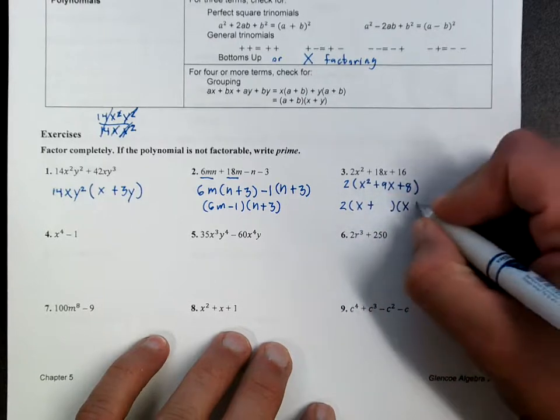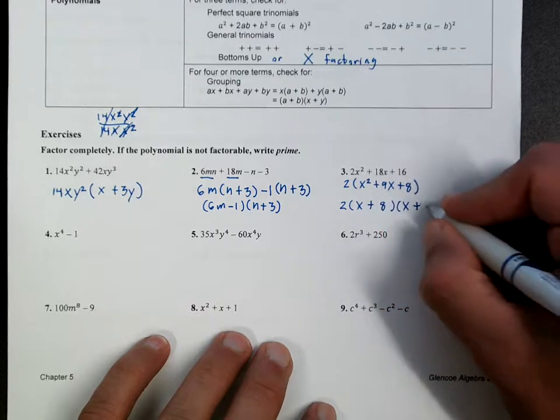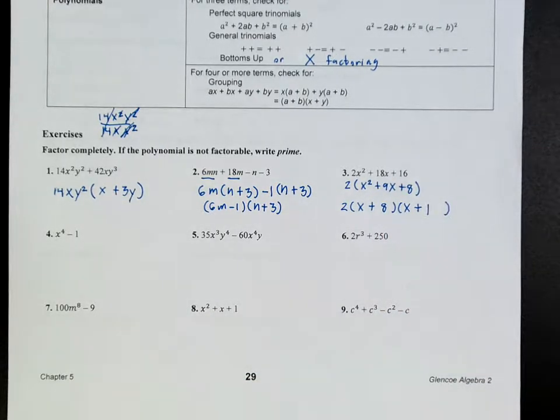And essentially, all I'm looking for is factors of 8 that add up to 9. Well, that should be 8 and 1. So that's that for that one. All right, let's move on to number 4.